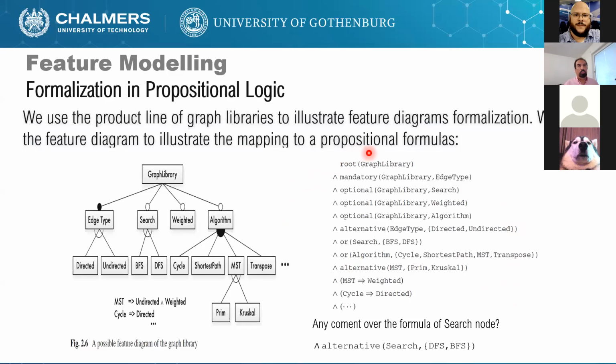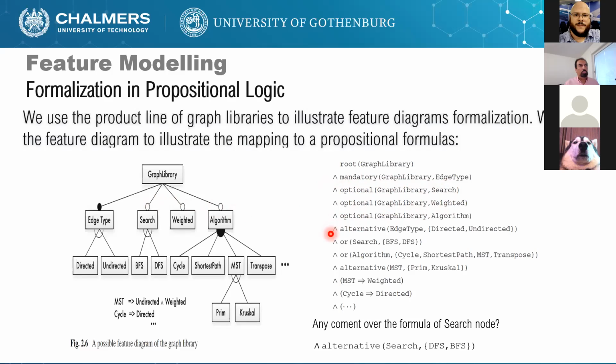You start with the root, which is the head of the diagram. And you say, this is a graph library example. We see here a relation that is mandatory. So we start here. And you see these ands. These are the connectors that connect the whole diagram together. And it says mandatory because it's a solid dot. And it says a graph library, which is the root, the parent, and the child, which is the edge type. Same manner, this is optional, this is optional, this is optional. Same thing, the parent, the child, the parent, the child.